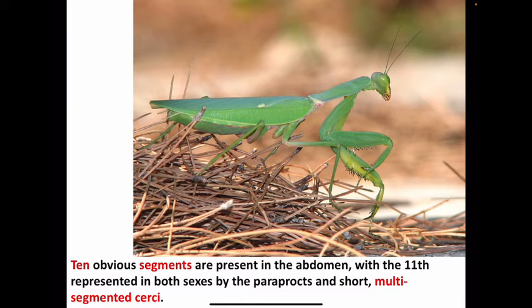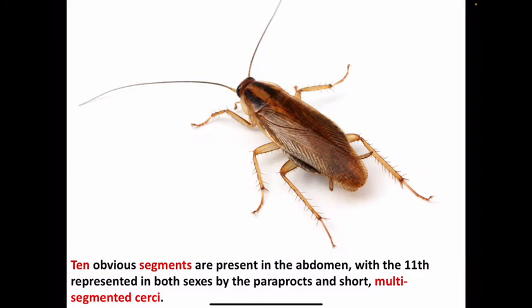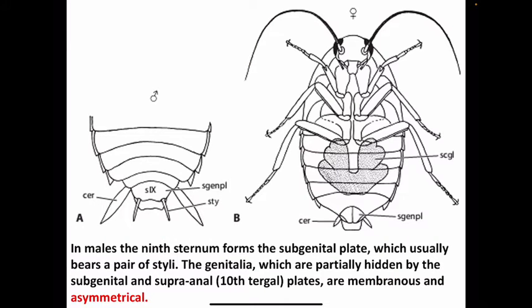And coming to the abdomen, in case of mantids and cockroaches, the abdomen is 10 segmented, and the 11th segment is represented in both sexes by the paraprocts, and they have very short multi-segmented cerci, and this character is common in both cockroach and mantid.